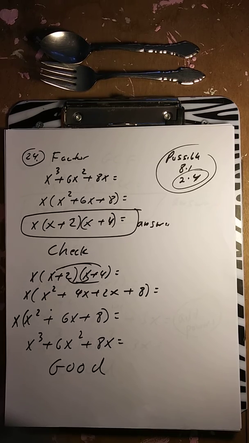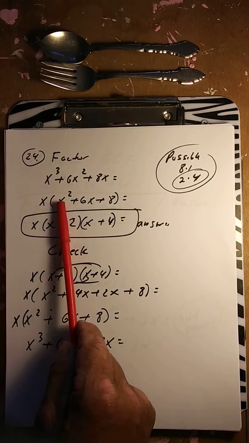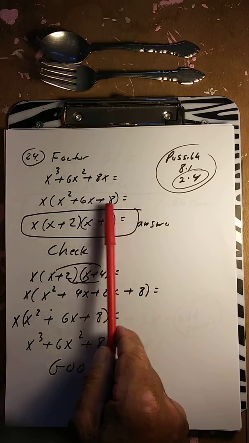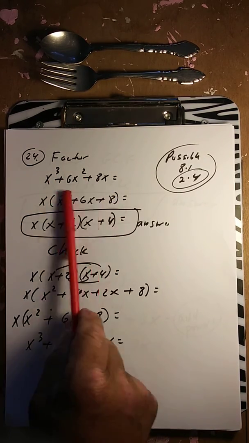Factor x cubed plus 6x squared plus 8x. First, let's take the GCF, which is x, out of this. So we have x times (x squared plus 6x plus 8). Is that right? x cubed, 6x squared, 8x. Now, let's factor this one here.